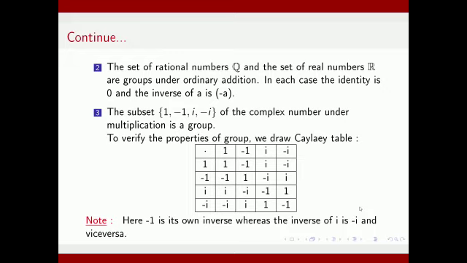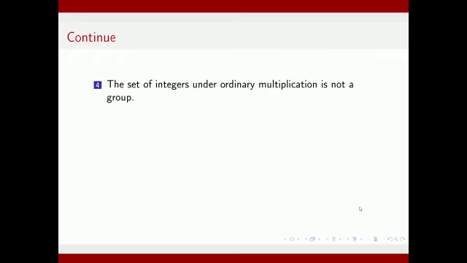Therefore, this subset is a group under ordinary multiplication. Fourth example, the set of integers under ordinary multiplication is not a group. Now pause the video and check all the properties of group.